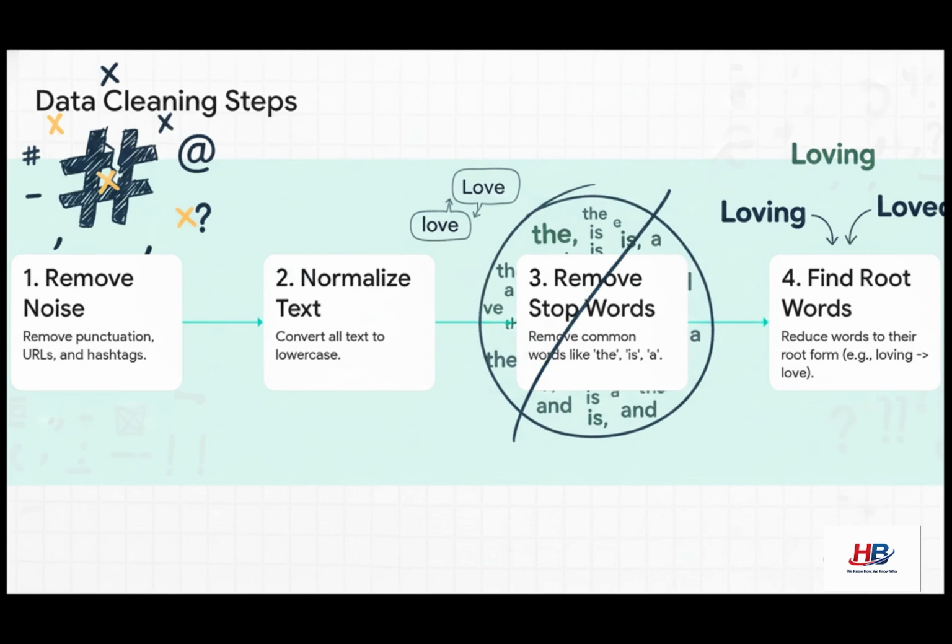First step, get rid of all the noise. That means all the extra punctuation, any website links, the hashtags, gone. Step 2, normalize the text. That's just a fancy way of saying make everything lowercase so that love with a capital L and love with a lowercase l are treated as the same word. Step 3 is super important. We take out what are called stop words. These are all those common little words like the, is, or that don't really carry any emotional weight. And finally, we do something called stemming or lemmatization, which just means we reduce words to their root form. So words like loving or loved all get boiled down to their core idea: love.